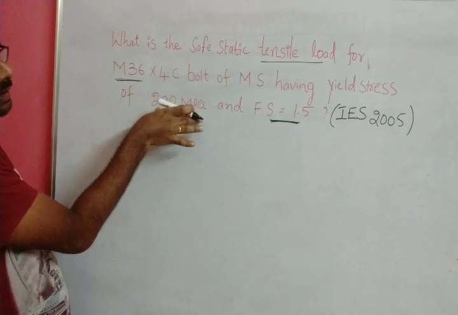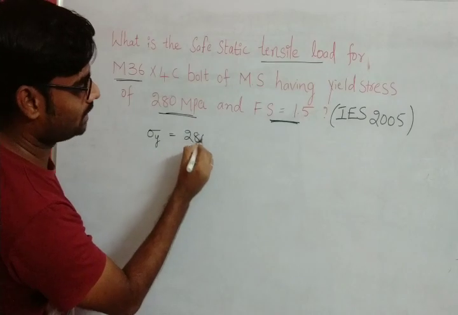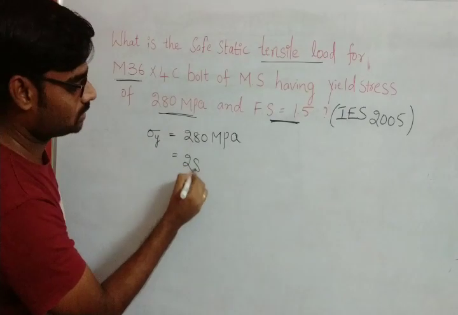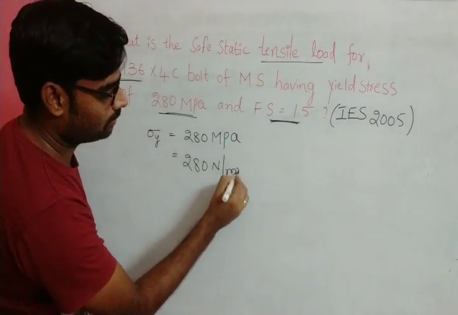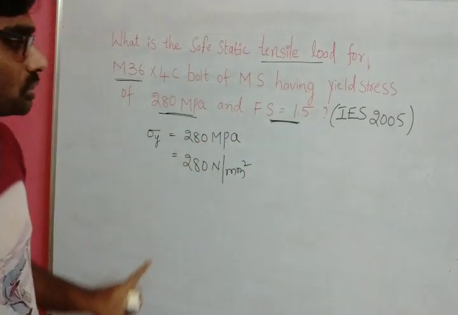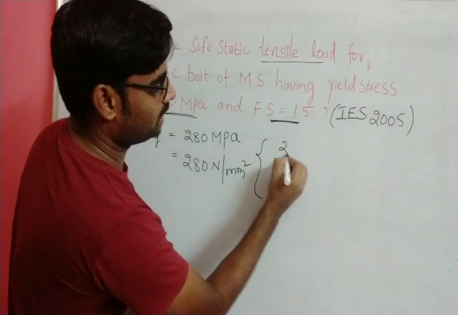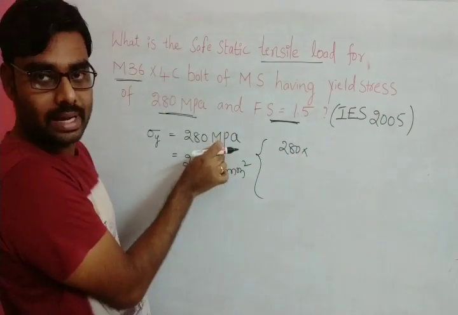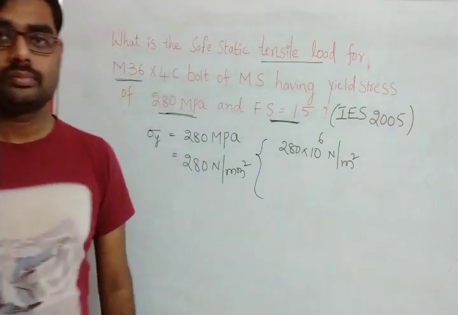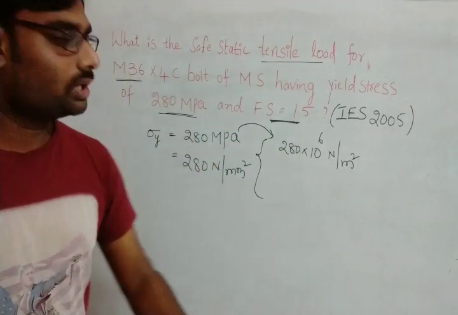First one is the yield stress, equal to 280 MPa. So this 280 MPa in terms of mm is 280 Newton per mm square. But how to convert MPa to Newton per mm square? 280 into mega, and mega means 10 power of 6, so Newton per meter square. This is 280 MPa in terms of meters, but how to convert into mm?